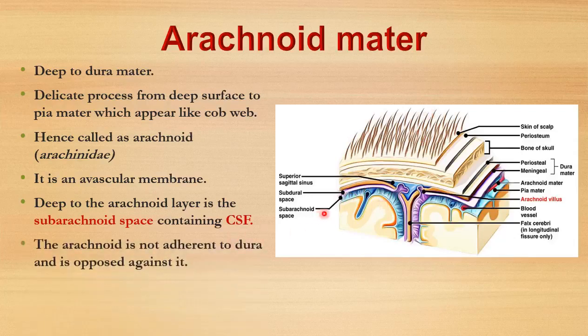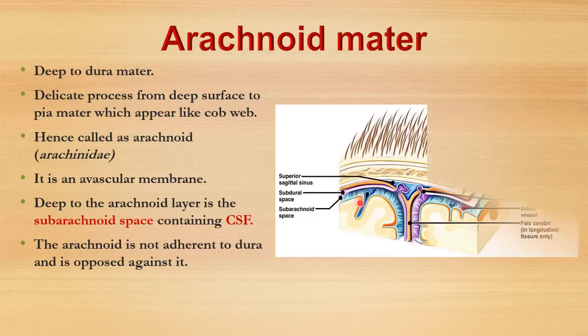So the arachnoid is mostly adherent not to the dura mater, which is opposed against it, but more towards the pia mater. So there definitely exists a very appreciable subdural space between the dura mater and the arachnoid mater.